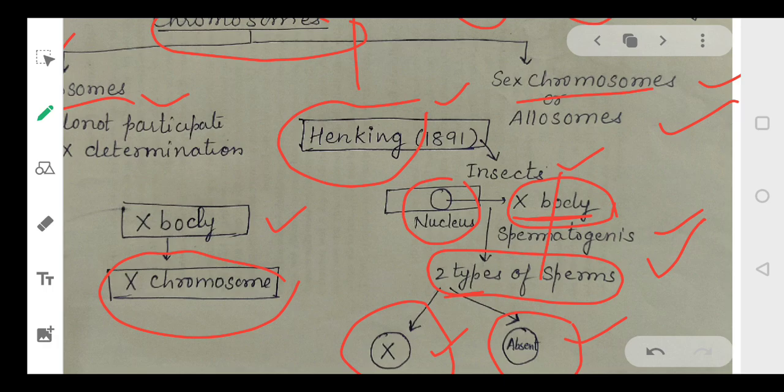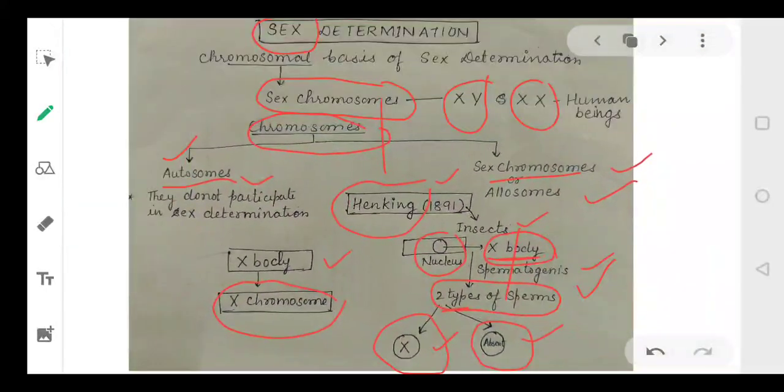Okay, dear students? So we basically talked about how we can categorize the chromosomes into two types, that is autosomes and the sex chromosomes. The sex chromosomes help in determining the sex of the child. Initially this X body was discovered by Henking, and later on it was named X chromosome, and we know it by this name today.